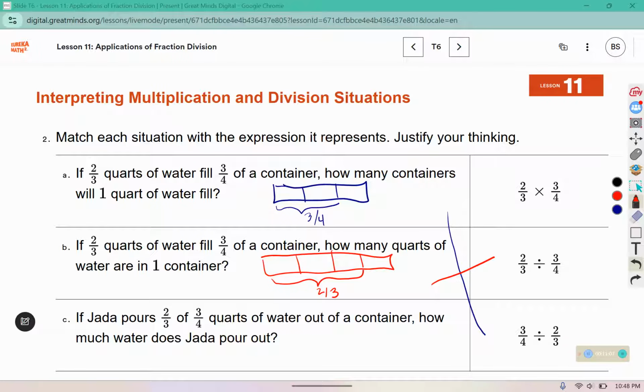If Jada pours 2/3 of 3/4 of a quart of water out of a container, how much water does Jada pour out? So when you have that 2/3 of 3/4, that would be the multiplication expression.